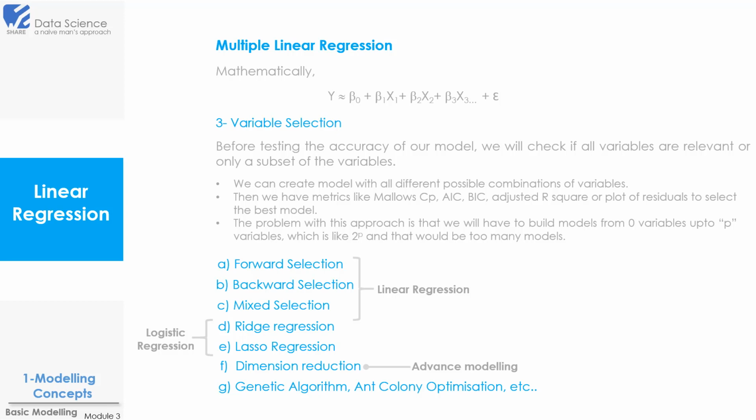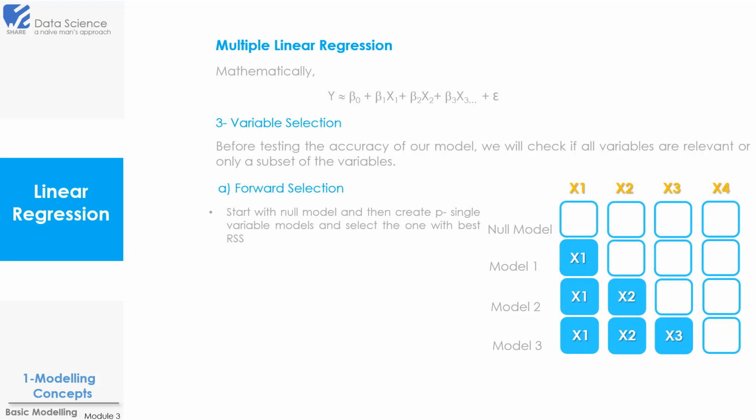We will see principal component analysis in the next module, that is advanced modeling. Then there are a few other optimization techniques such as genetic algorithm, ant colony optimization, and various other techniques. Now we will not be looking into all of these techniques. We will restrict ourselves to 6 methods that are more than enough for us to learn. So let's start with our first method, that is forward selection.